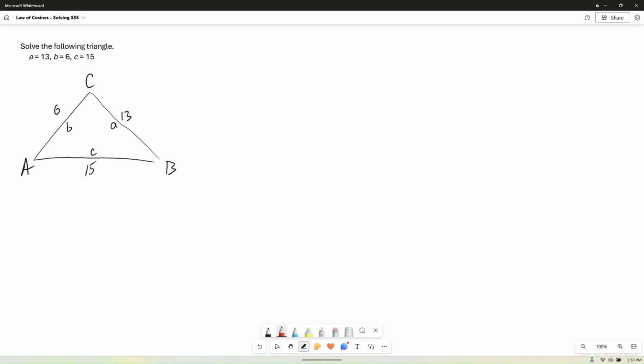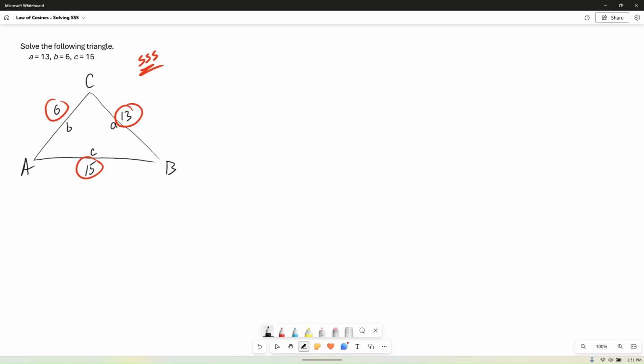So just to confirm and verify that we are looking at a law of cosine problem, just looking at the triangle, we know all three sides. That is side, side, side, and that is law of cosine. So we are going to use law of cosine.